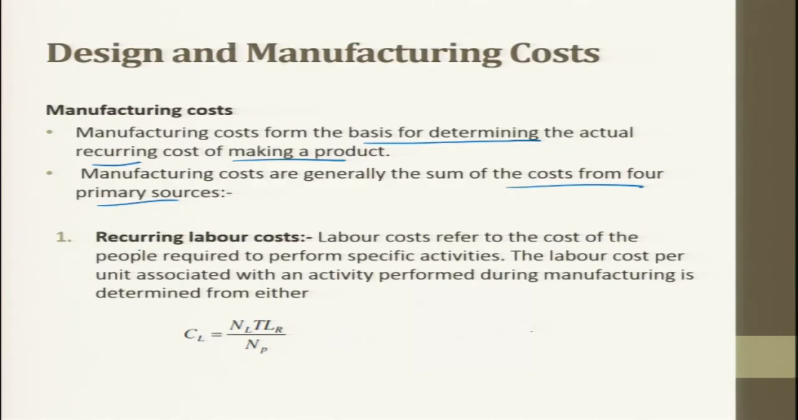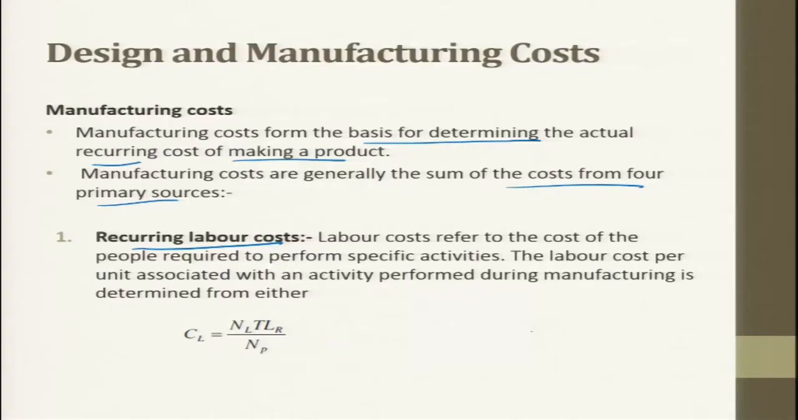Number 1 is recurring labor cost. Mainly 2 things are required to determine direct labor cost: the time that it takes for the person to complete the job and the wage rate. For instance, if he is paid rupees 500 per hour and it takes 2 hours to complete a job, so 500 into 2, 1000 would be the cost of completing one part. So, it is the time taken by the skilled labor to complete a specific job and the wage rate of that person. So, that is direct labor.